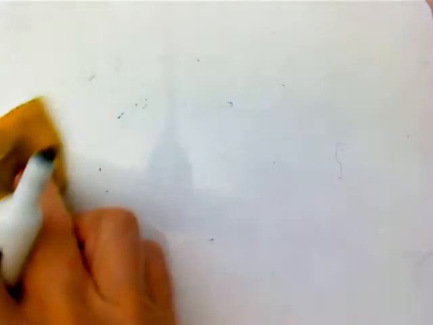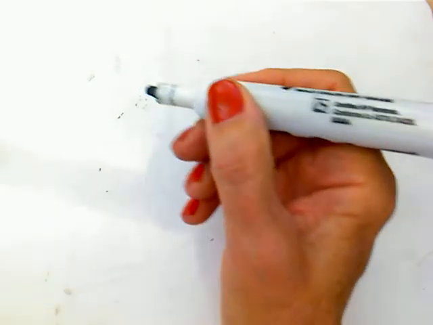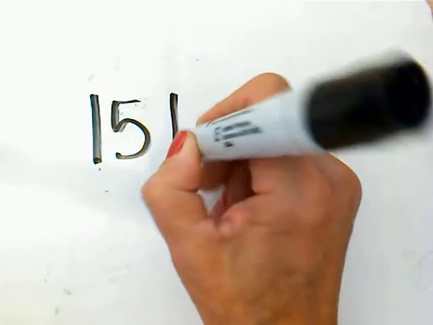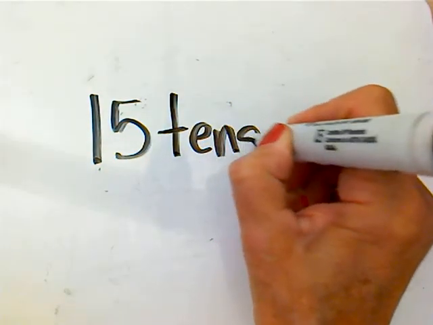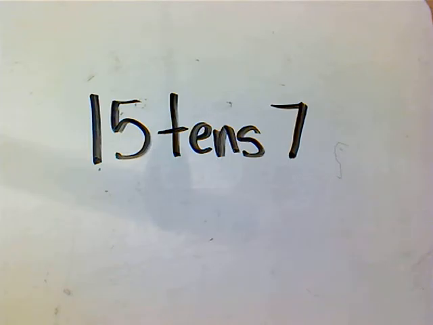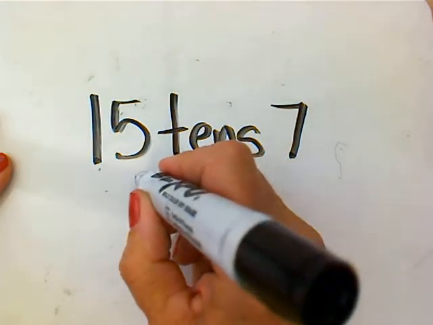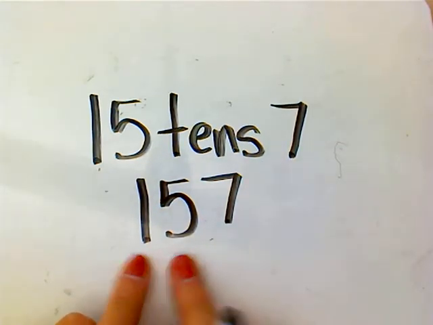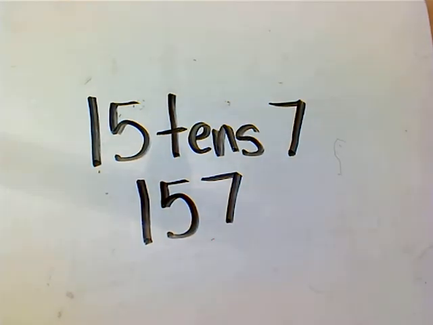Let's try another one. Let's do 15 tens 7. 15 tens 7. Think about it. On the count of 3, 1, 2, and 3. Did you say 157? 15 tens and 7 ones.